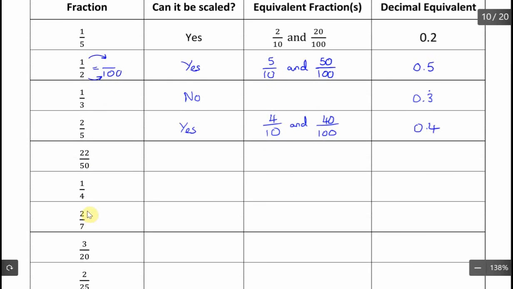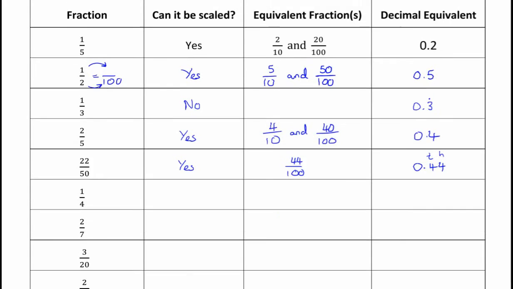22 over 50, well, it won't turn into 10, but it will turn into 100. To do that, I would have to double the numerator, and we get 44. So this would be 0.44. In other words, I've got 44 in the hundredths, or I could say I've got 4 in the tenths and 4 in the hundredths.